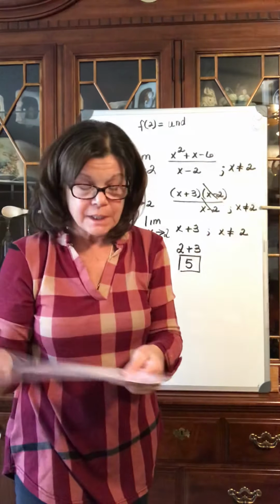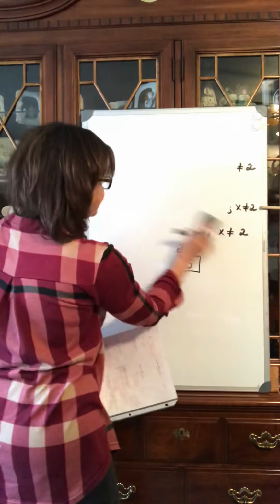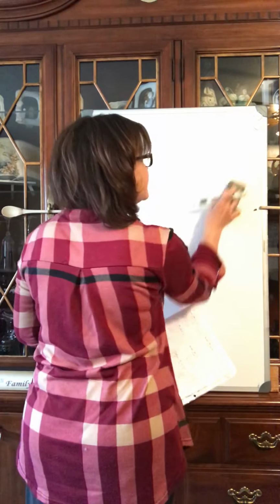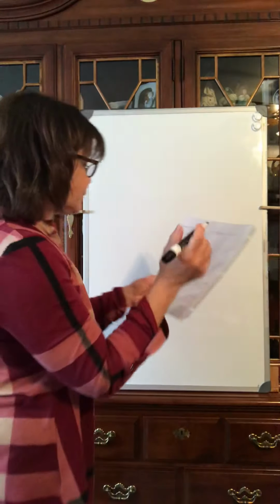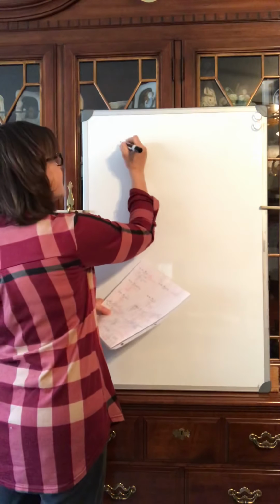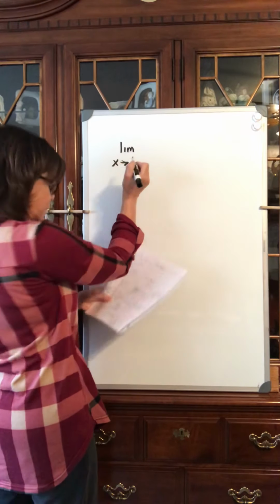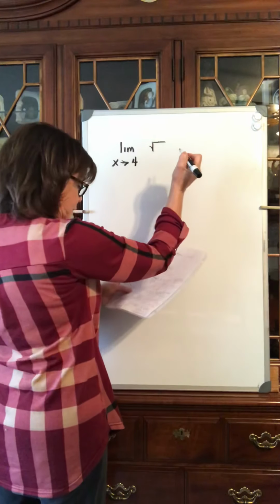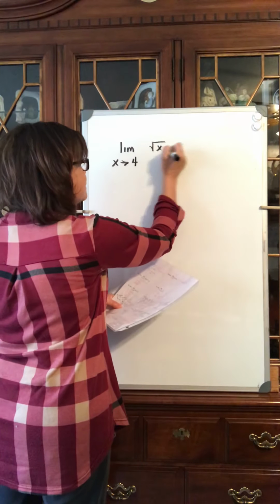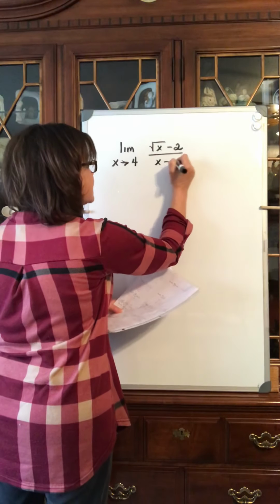Okay, now, example number 7. I promise there's one of these on your test on Friday. So this is one that you really want, this example and example number 9, you really want to pay a lot of attention to. So for example number 7, we're trying to find the limit as x is approaching positive 4 of the square root of x minus 2 divided by x minus 4.